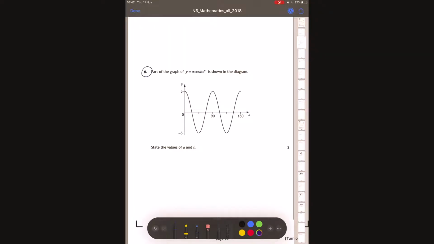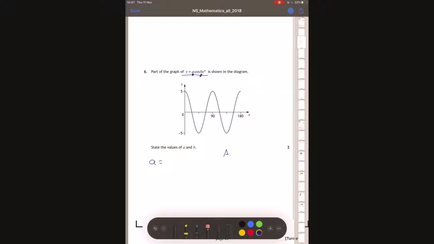Question 6. State the values of A and B. This shouldn't involve too much working, but it does involve quite a lot of understanding. So we have this, and I know that A is the amplitude, and B is the period. I'm going to start with the amplitude, which is A. So what is the amplitude?